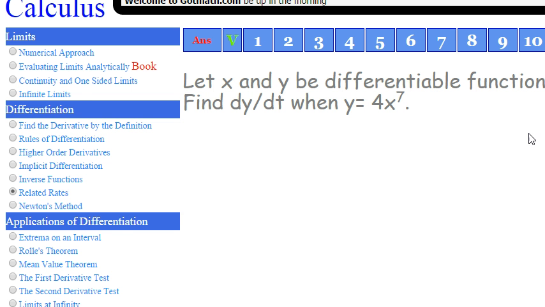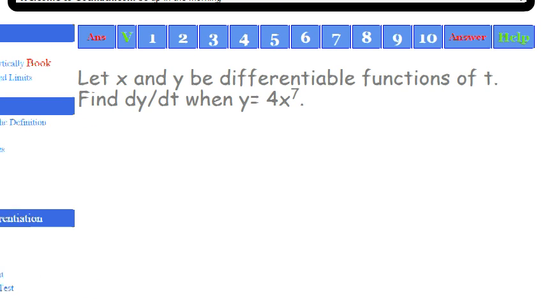Let's move back to the tree and click on the answer here. And I believe that's what we should have there: 28x to the 6th times dx over dt. So that was pretty simple. Okay, just take it for what it's worth. When you take the derivative of y, you write dy dt next to it. And take the derivative of x, write dx dt next to it. However, we may be talking about some different variables like volume and height and width and length and all that kind of stuff. So there you go.